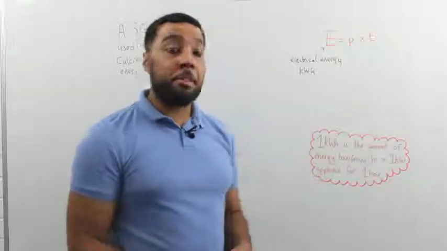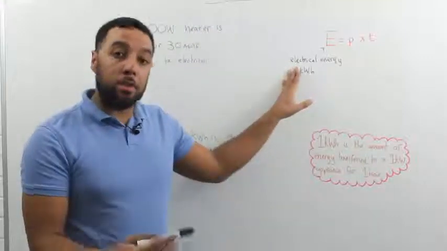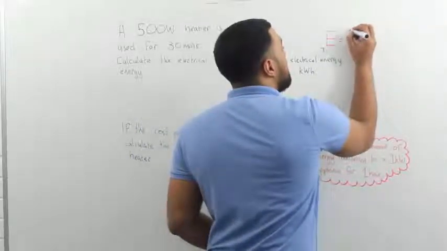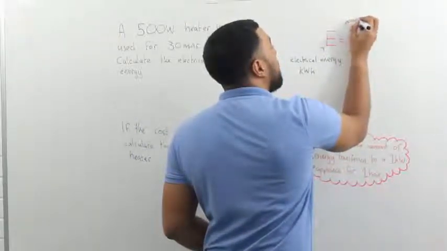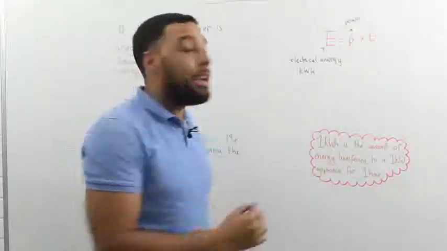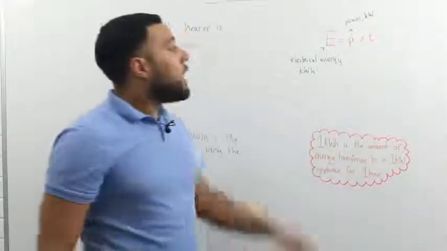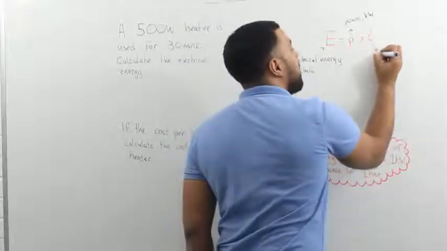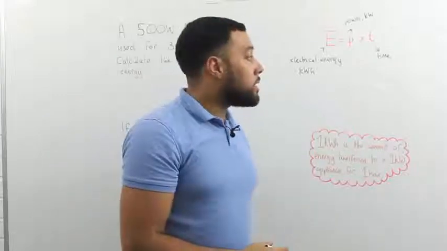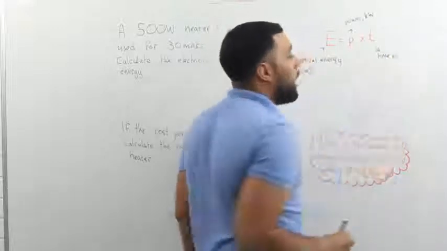If you remember from our previous video, we said that a kilowatt is equivalent to 1,000 watts. The P is power. Now for this equation you have to make sure that power is in kilowatts. And here we have time, but again we don't use the standard unit for time. This time we're going to be using the unit hours.